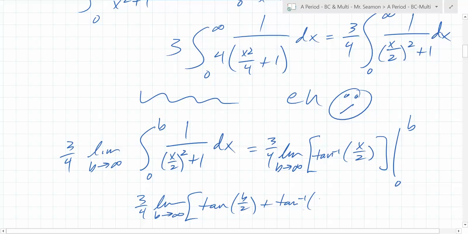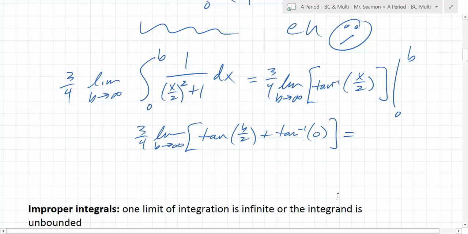Can you do tan inverse of 0? Does tan inverse of 0 exist? Just yes. Everybody confidently say yes. The inverse of the tangent of what is 0? 0. It exists. Yeah, it's 0.